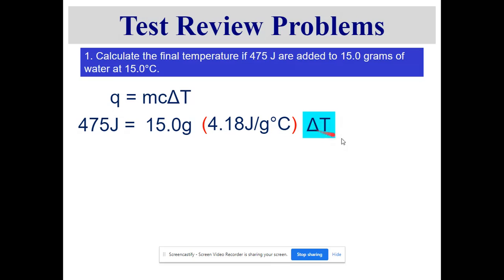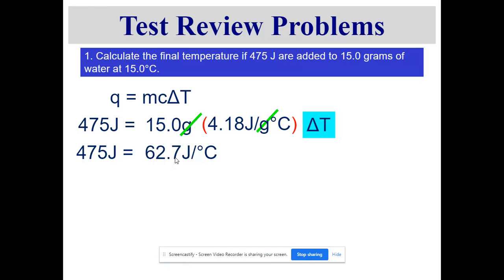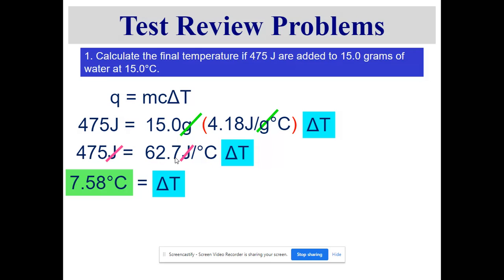To get delta T by itself, you have to divide both sides by 60. So your final answer is going to be 475 divided by that 60 number, whatever it is here. I'm just canceling out units. And you get 62.7 joules per degree Celsius times delta T. To get delta T by itself, you divide by the 62.7, canceling out units, and you get 7.58 degrees Celsius.